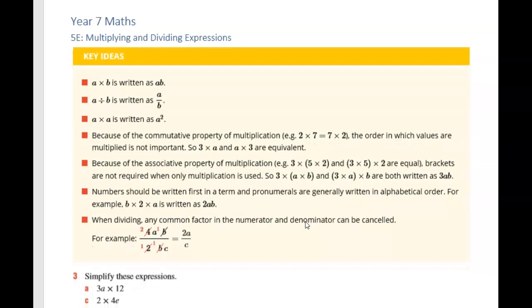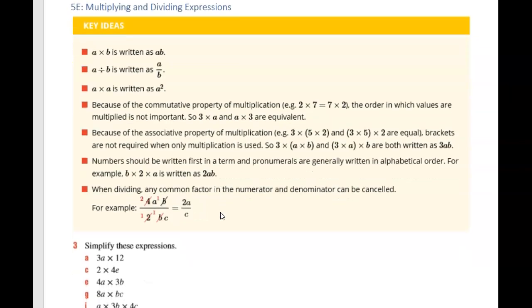What point are we up to? 1, 2, 3, the 6th point. Numbers should be written first. Okay, so that's what I was saying before. And then we write our letters in alphabetical order. Now, technically, it's not wrong if you wrote, say, 2BA. It's just convention that we put the number first and then we do the letters in alphabetical order. And lastly, when dividing, any common factor in the numerator and denominator can be cancelled.